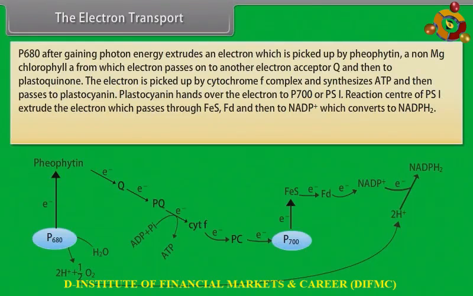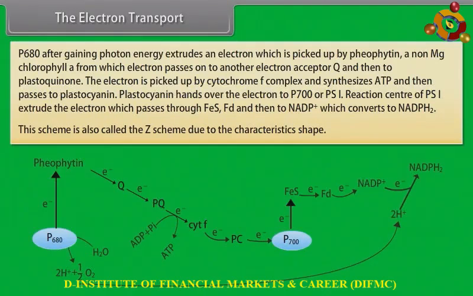Plastocyanin hands over the electron to P700 or PS1. The reaction center of PS1 extrudes the electron which passes through FeS, Fd and then to NADP+, which converts to NADPH2. This scheme is also called the Z scheme due to its characteristic shape.